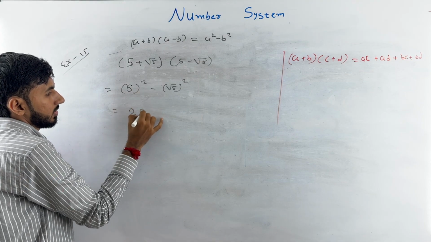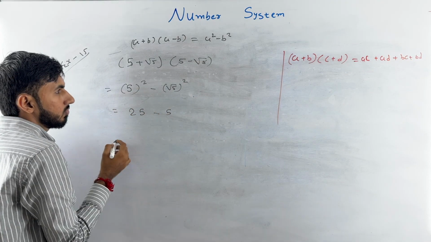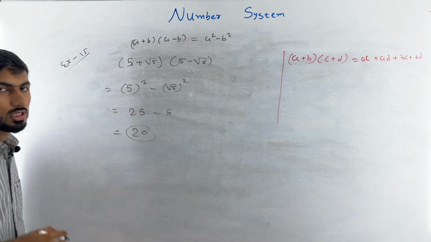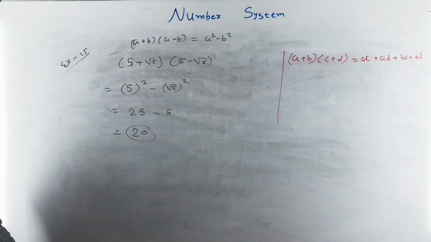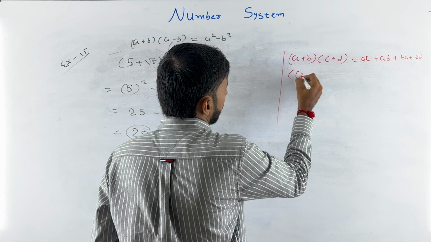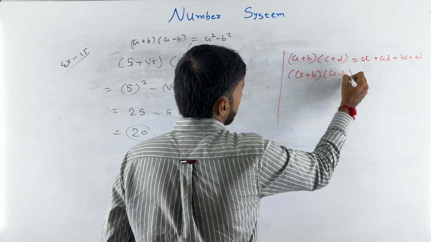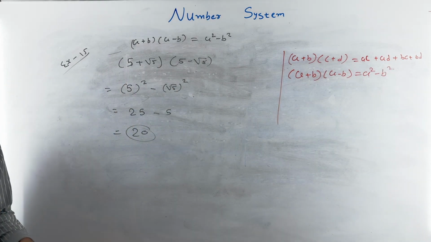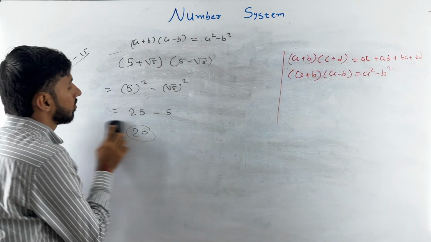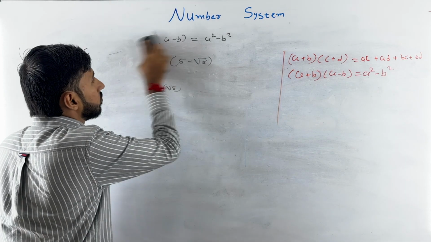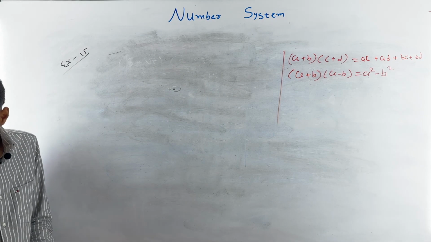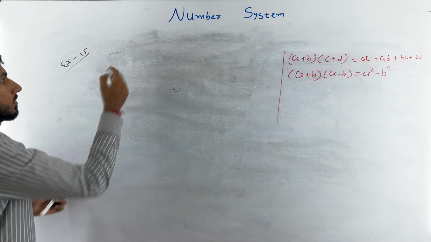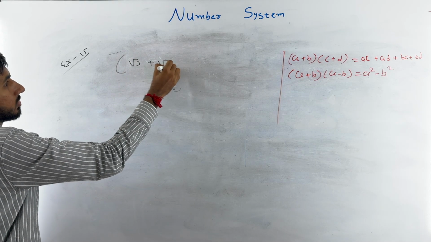So 5 square is 25 and root 5 square is 5. Square and square root both will cancel. So my answer will be 20. Very easy. If you know the identity, you can give the answer in a very easy form. Let me write it here: a plus b, a minus b equals a square minus b square. Here 5 is in the form of a and root 5 is in the form of b. Now we will move on to the third question, and that is square of root 3 plus root 7.